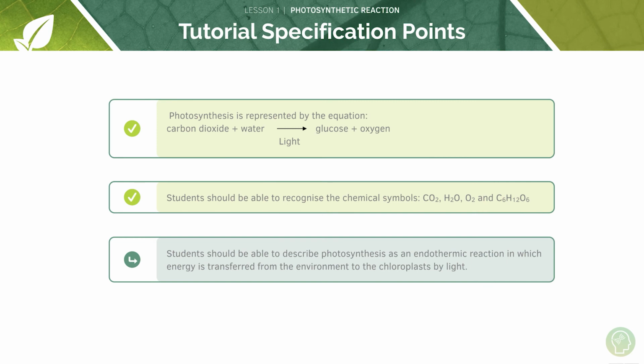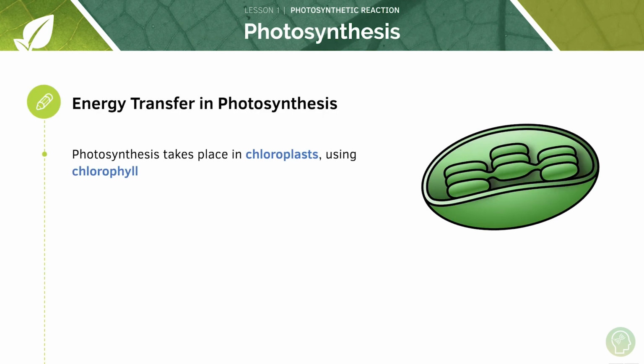Right, so let's have a look at the energy transfer in photosynthesis. So photosynthesis takes place in chloroplasts, which are these small organelles in plant cells. And chloroplasts contain chlorophyll, which is your green pigment, which is what gives your plants their lovely green colour. And it's this chlorophyll that absorbs light energy.